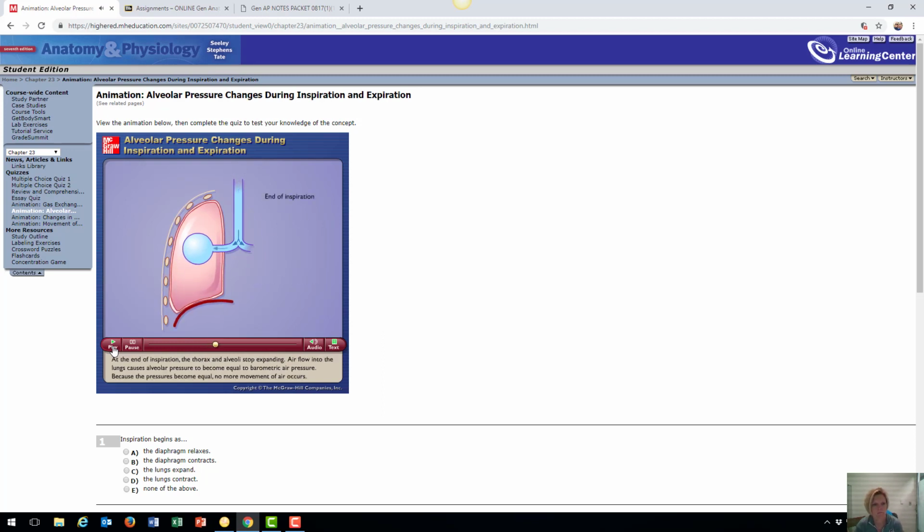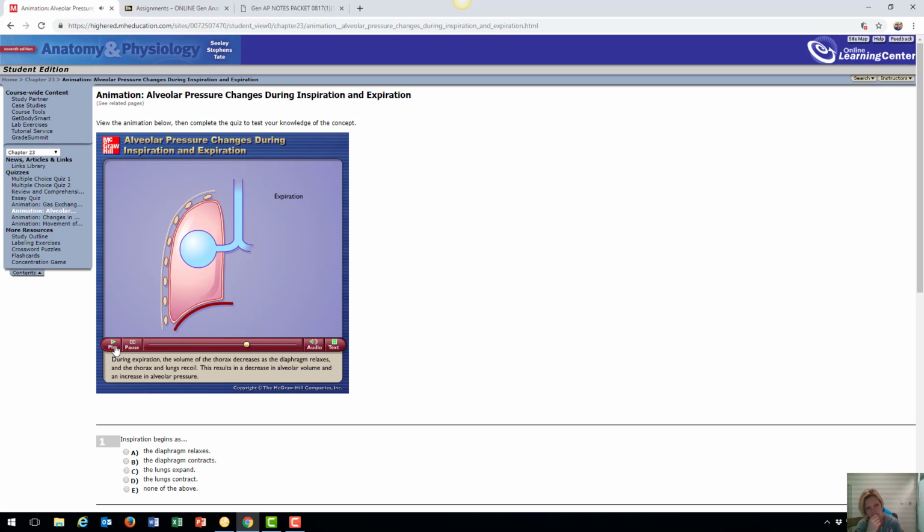At the end of inspiration, the thorax and alveoli stop expanding. Airflow into the lungs causes alveolar pressure to become equal to barometric air pressure. Whenever we have pressures equal, that's going to prevent airflow because air flows only from high pressure to low pressure. So once there's enough air in here that this rises up to be equal to atmospheric pressure, airflow stops. Because the pressures become equal, no more movement of air occurs.